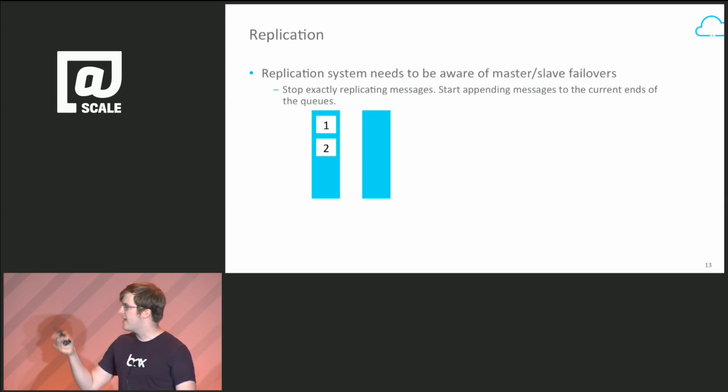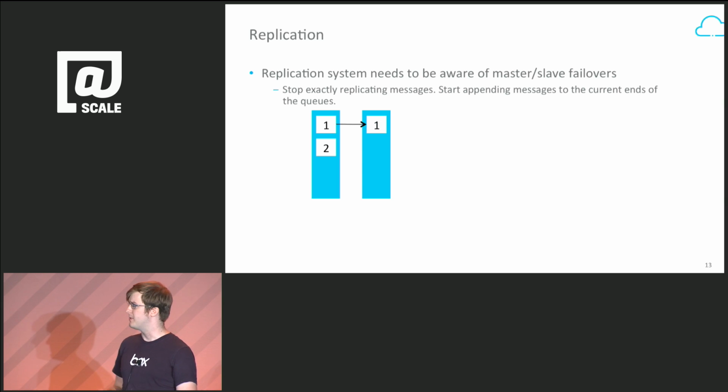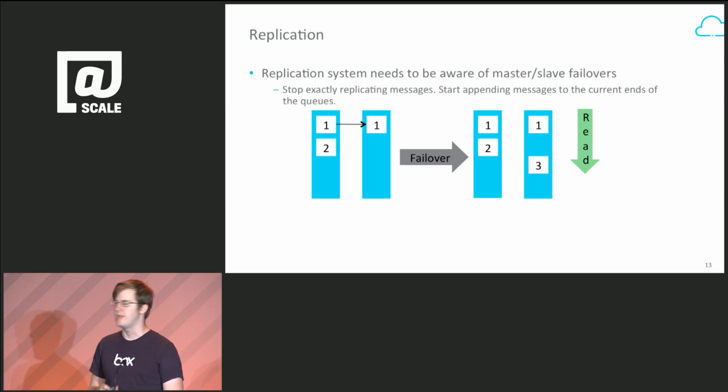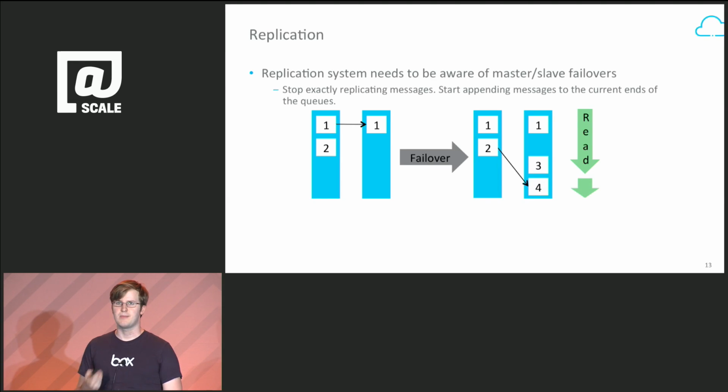So again, suppose we have a master cluster on the left and a slave cluster on the right, and we have replication flowing between them. When we do a failover, we have the same scenario as before. We have a new write come in, and we have a client do a read. But this time, because we're replicating into a newly mastered cluster, we write it to the end of the queue. So when the client comes back and does a read, it actually picks up that message.